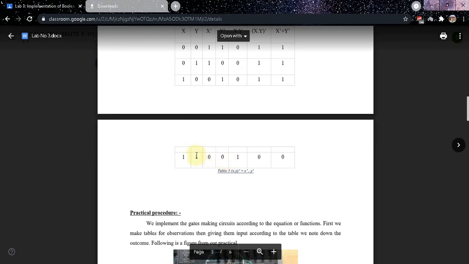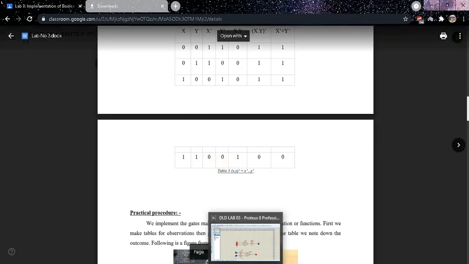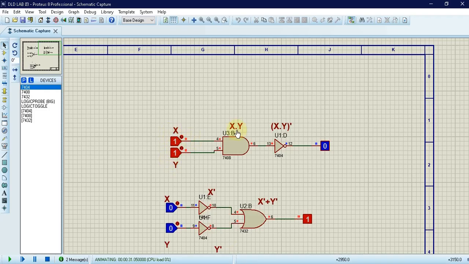1 and 1 gives us an output at the AND gate as 1, which is inverted by a NOT gate, and hence our output gives us the answer of 0. So this is for our left hand side. Now we shall see our right hand side.